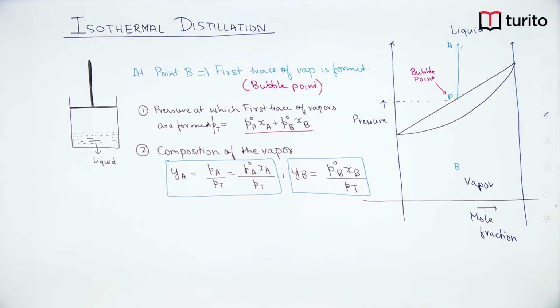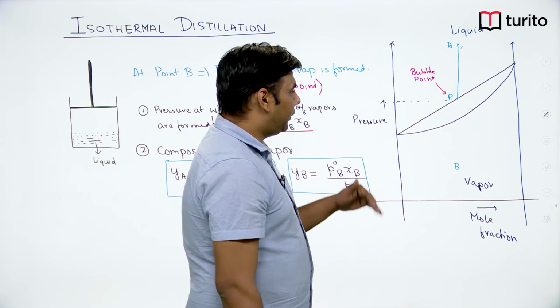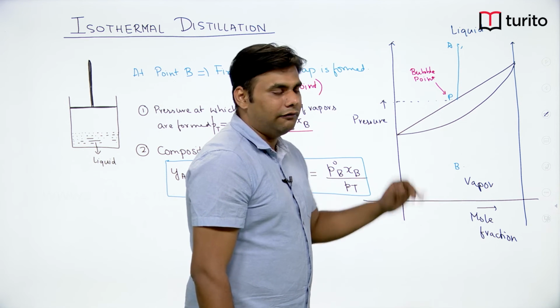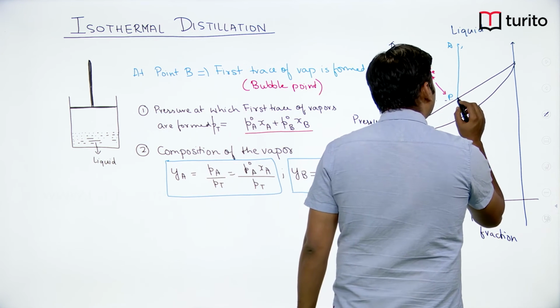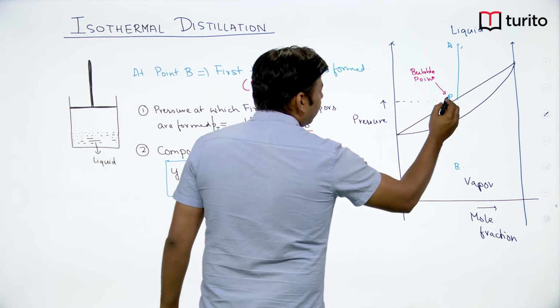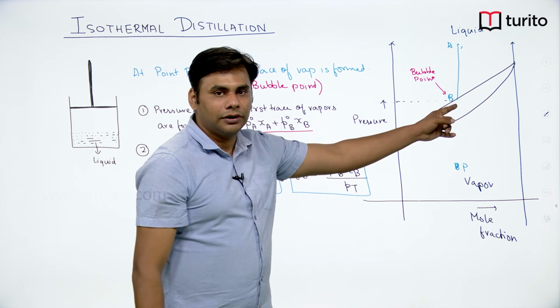So we are starting with point A and isothermally reducing the pressure. We reached a point B where we can see that the first trace of vapor is formed, seen through bubbling in the solution. So we say that we have reached the bubble point. Now as we keep on decreasing the pressure, we will enter the liquid-vapor equilibrium zone and then finally go to the vapor phase. Let us see what is happening at this point. Let us consider this was point B and not P.